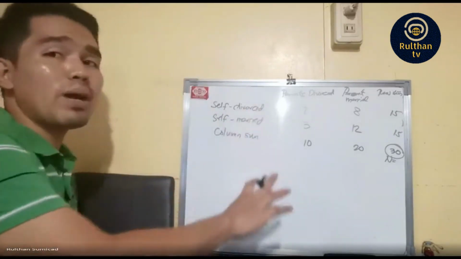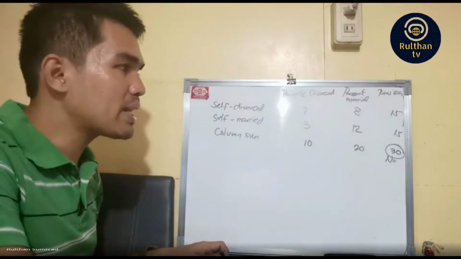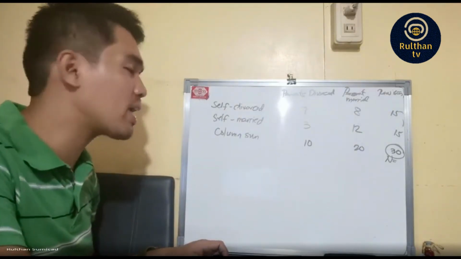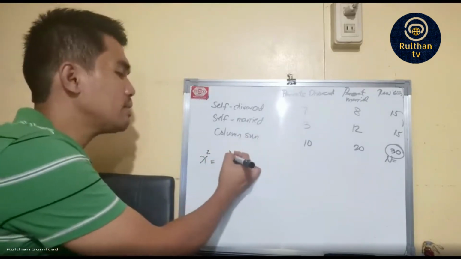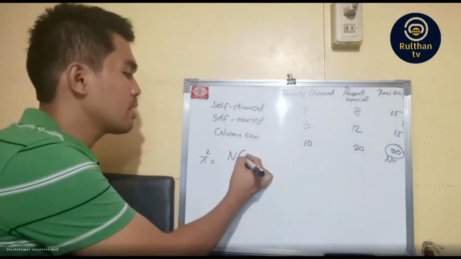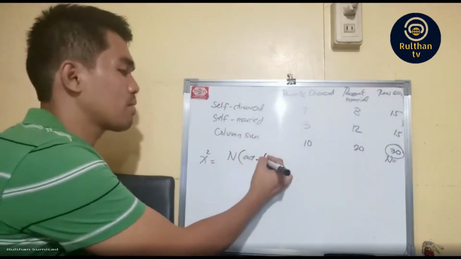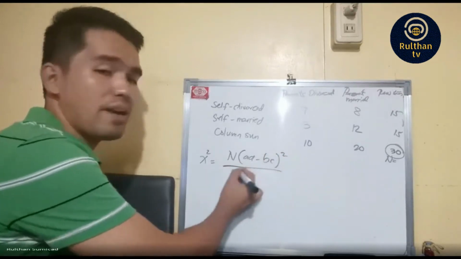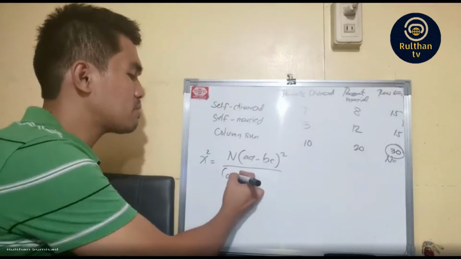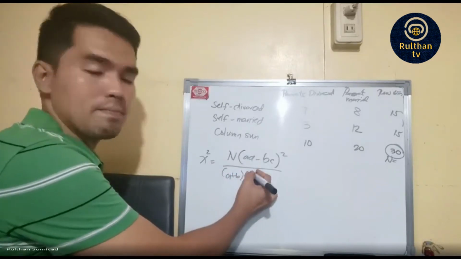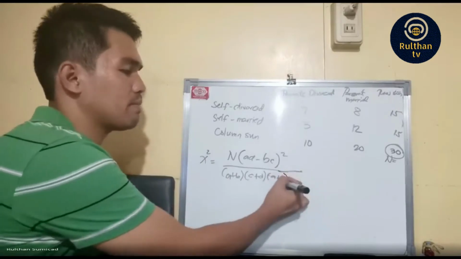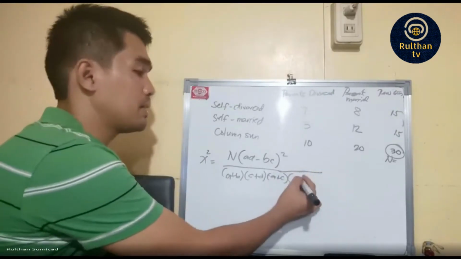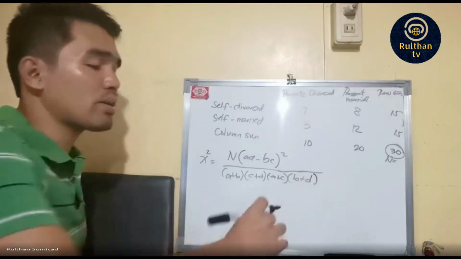It's like this. Since it's a 2 by 2 contingency table, meaning we have a 2 by 2 categorical data, chi-square is simply n times (AD minus BC) squared, divided by (A plus B) times (C plus D) times (A plus C) times (B plus D).